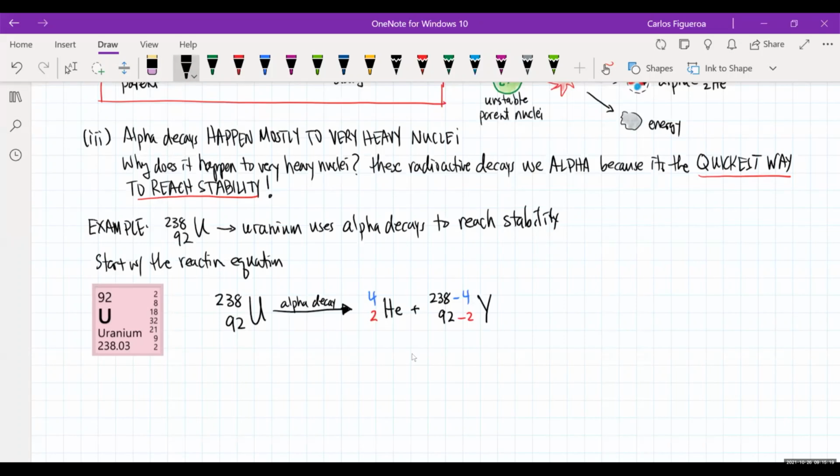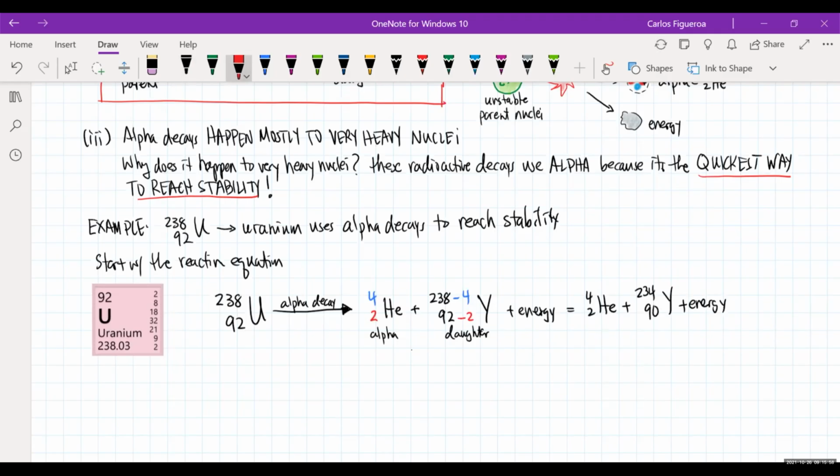And so now this is my new daughter. So here's my alpha. Here's my daughter. By the way, an alpha particle is also a daughter, and then it emits energy. So then the question is, what is this element here? If I write the details, this becomes 4,2 helium plus 234, 90 Y plus energy.